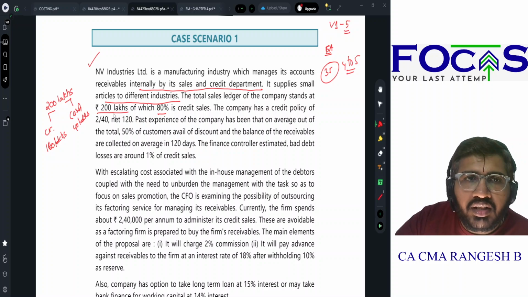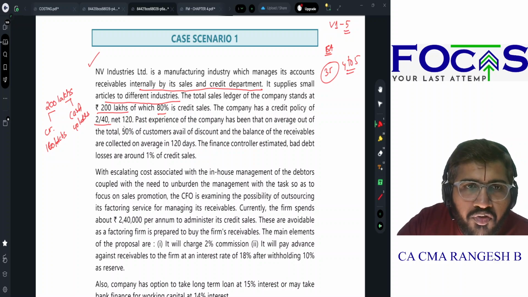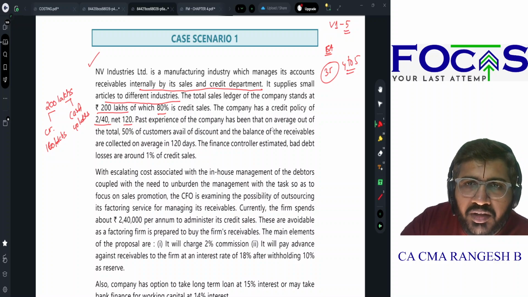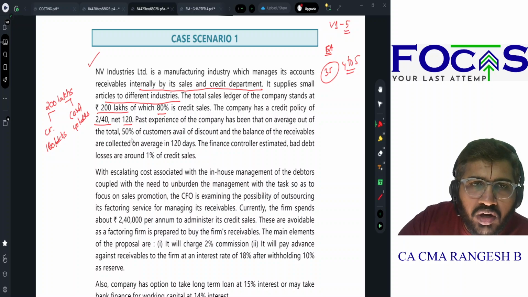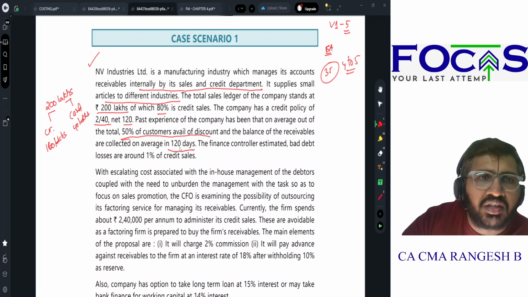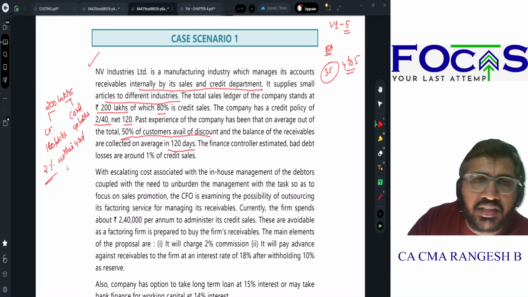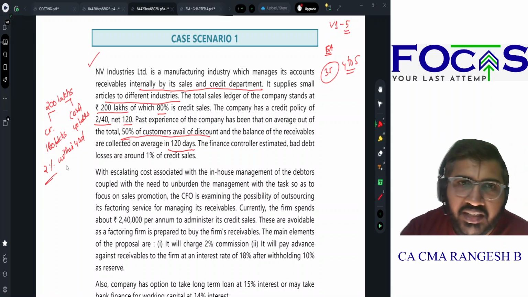40 lakhs. The company has a credit policy of 2/40 net 120. Past experience of the company has been that on average, out of the total, 50% of the customers avail the discount and the balance of the receivables are collected on the average of 120 days. So what does 2/40 net 120 mean? If you pay within 40 days, you'll get a 2% discount. If you pay beyond 40 days, there is no discount.